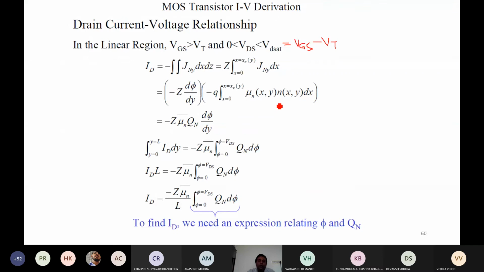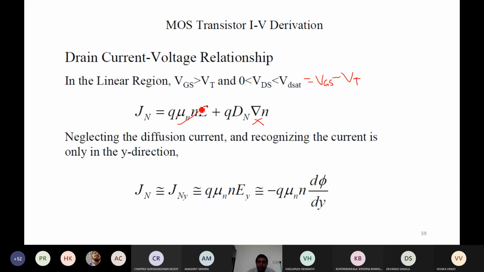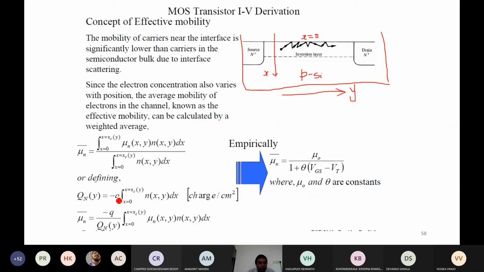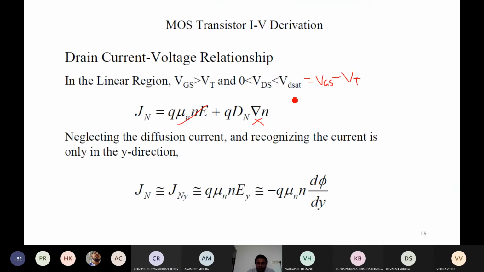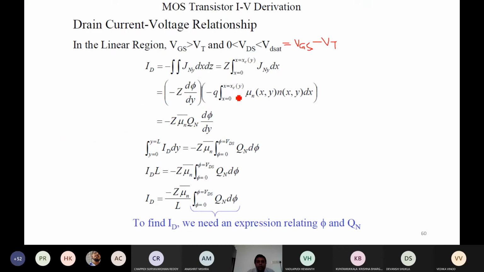So jn, we are putting d phi by dy, which is also not a function of x, it is a function of y. So d phi by dy is also taken outside, and also the average value of mu n you can take from here. So minus q n xy dx, this type of relation is already there, so that is also taken here. So mu n xy dx, and n is a function of xy, which is why it is written as nxy. So now we are getting this new relation.